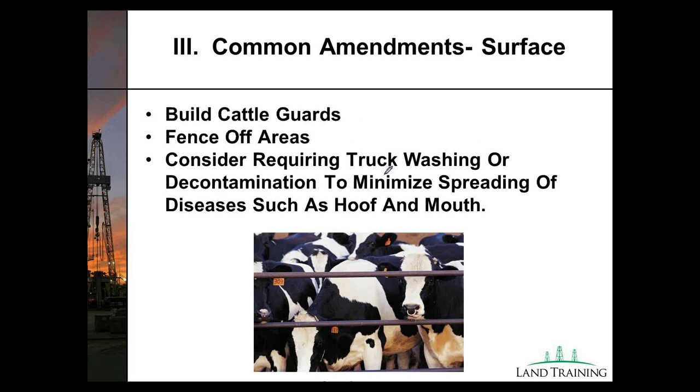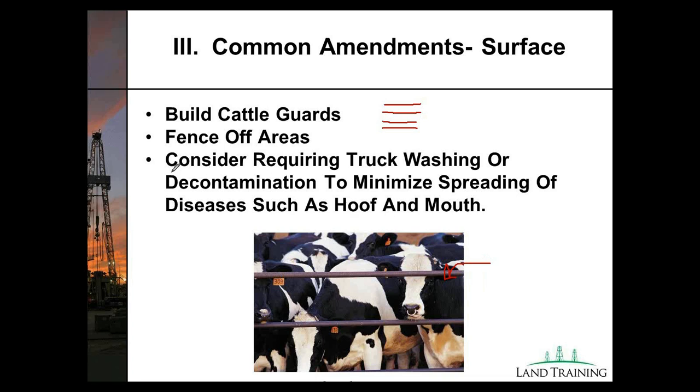As far as protecting livestock, build cattle guards. Those are those little metal bars over a gate crossing or under a gate crossing. For some reason, the cows are afraid to cross over that cattle guard. So you want to build those cattle guards anytime there's an entry or an exit point. You may want to fence off areas. If you have livestock, you're going to ask them to put fences around your livestock so that they don't go and drink the contaminated water.